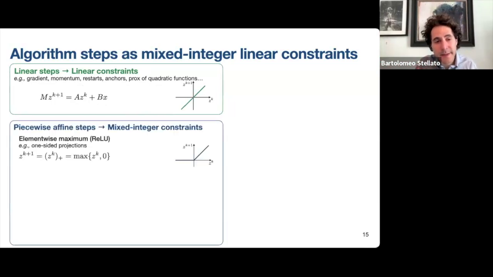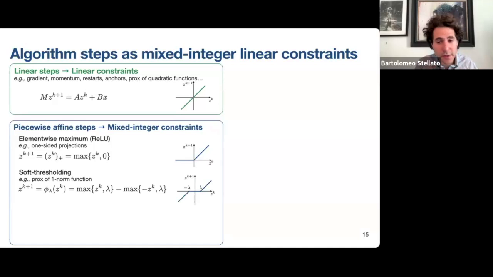The difficult steps are the piecewise-affine steps, which correspond to mixed integer constraints. For example, if you have a one-sided projection onto the non-negative orthant, then this becomes the maximum between all the components of z and 0, which is just a ReLU function. So it looks exactly like the ReLU function that you see in neural networks. But other steps could be interesting too. The soft thresholding operator is just the proximal operator of the one-norm, which becomes this piecewise linear function here that can also be represented with mixed integer linear constraints.